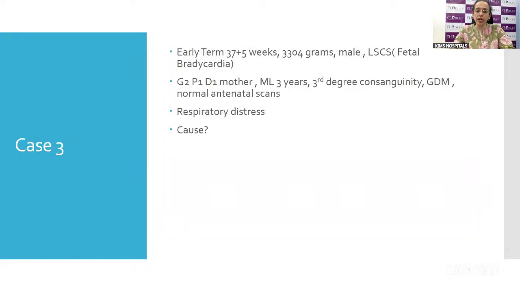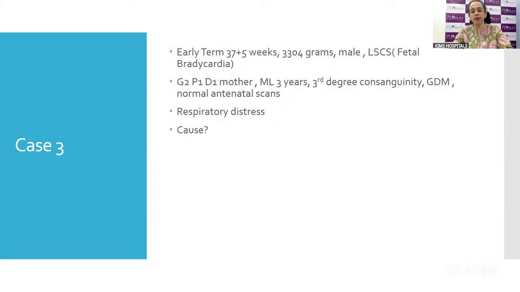So, coming to the third interesting case that we dealt with. This is an early term 37 plus 5-weeker baby with a birth weight of 3.3 kgs. Male baby. Baby was delivered by LSCS elsewhere in view of fetal bradycardia. The mother had a marital life of 3 years, and she had a third degree consanguinity. She had gestational diabetes mellitus during pregnancy with otherwise normal antenatal scans.